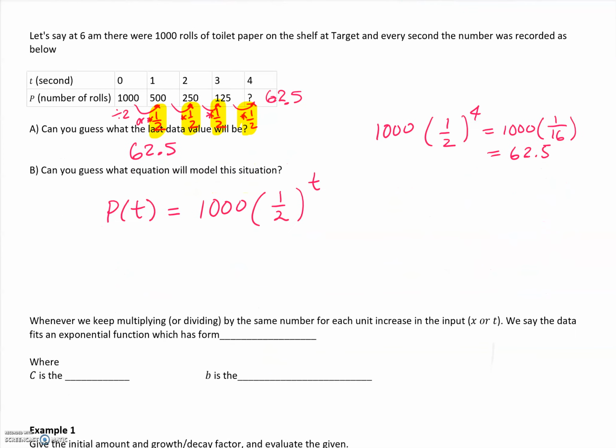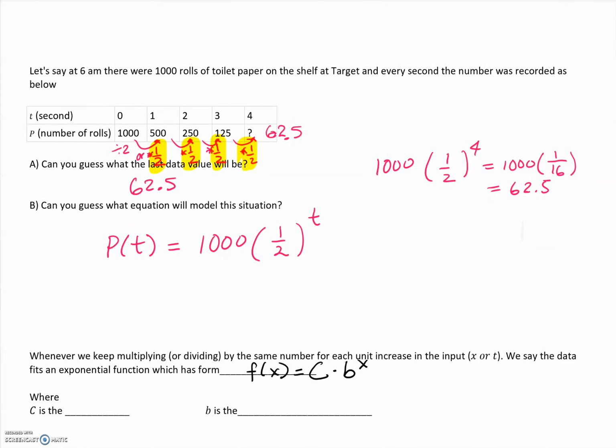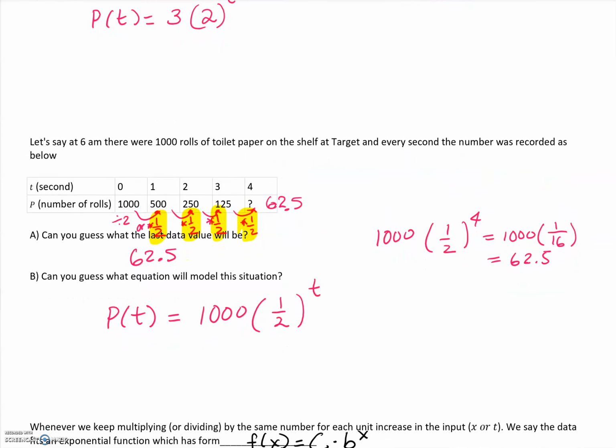So whenever we have this idea of we keep multiplying over and over by the same number, for each unit increase that we go in the input x, t, or whatever the variable is, we say that the data fits an exponential function, and that exponential function has the form f of x equals c times b to the x, similar to the pattern that we just guessed for the previous two scenarios. So this would be like my c, and that would be like my b.